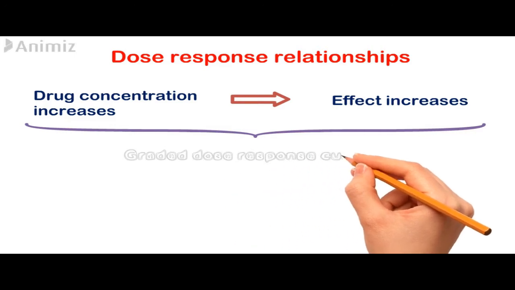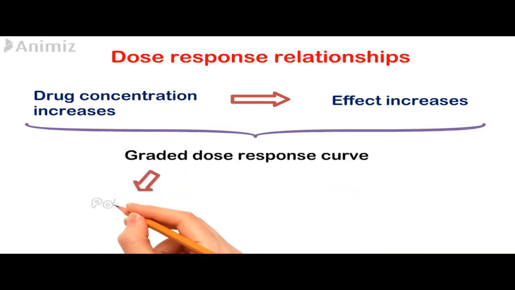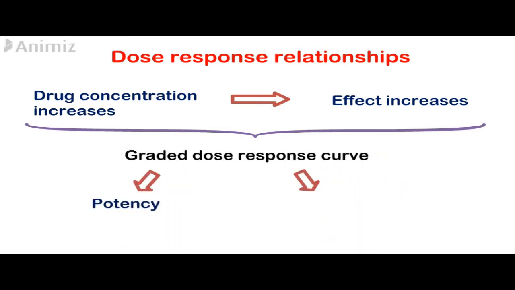So basically, as the concentration of drug increases, its pharmacological effect will also gradually increase until all the receptors are occupied and the maximum effect has been reached. Two very important properties of a drug, the potency and the efficacy of the drug, can be determined by this graded dose response curve.